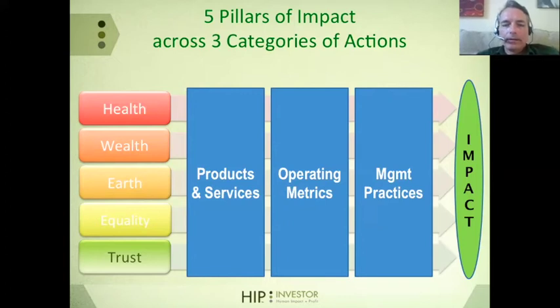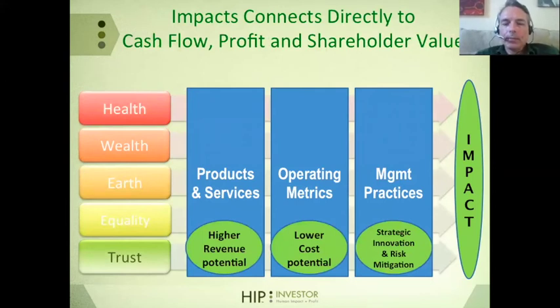So on the next slide, these connect to financial return. Products and services are generally associated with higher revenue. Operating metrics are generally associated with lower cost or better return on investment. And management practices really drive strategic innovation and mitigate risks. And all of that sums to impact.